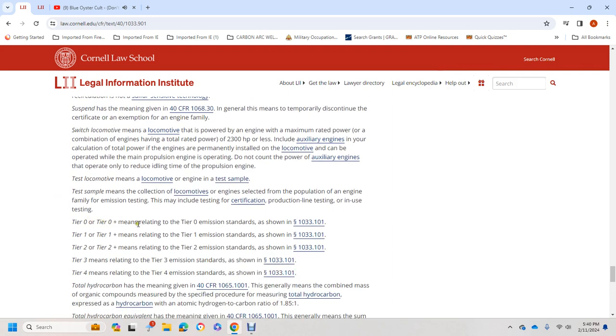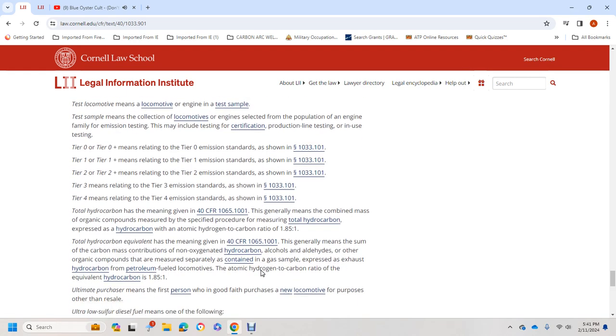Tier 0 means relating to the Tier 0 emission standards shown in 1033.101. Tier 1 or Tier 1 plus means relating to the Tier 1 emission standards shown in 1033.101. Tier 2 or Tier 2 plus means relating to the Tier 2 emission standards shown in 1033.101. Tier 3 means relating to the Tier 3 emission standards shown in 1033.101. Tier 4 means relating to the Tier 4 emission standards shown in 1033.101.